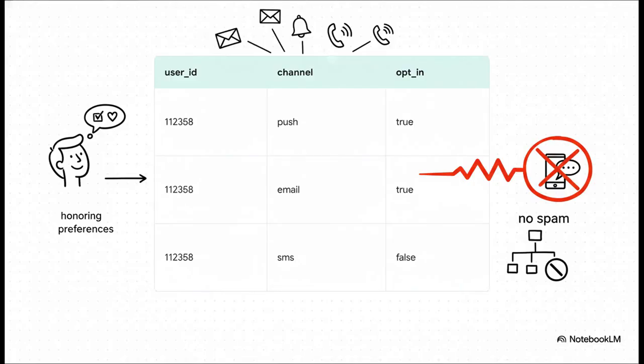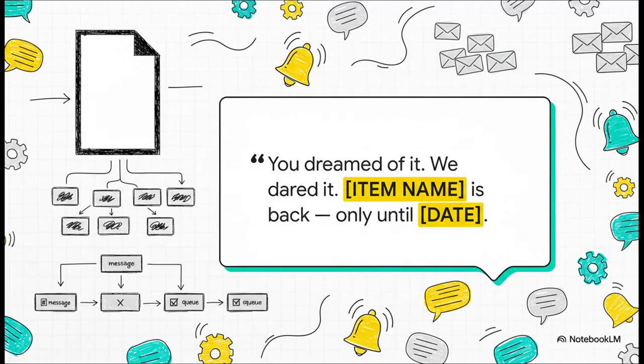And that respect starts right here. Before a single notification is even created, the system has to do a check. Does this user even want this kind of notification? It looks up their settings. Oh, they've opted out of SMS? Then the process stops dead in its tracks. No message gets created, nothing is sent, no spam. It's that simple.